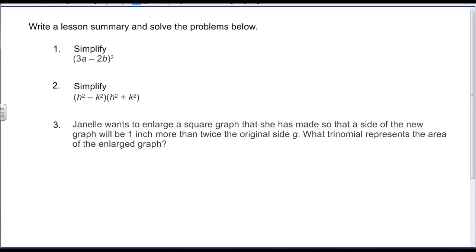Here's a couple problems for you to answer. Make sure you do your lesson summary, and we'll discuss this tomorrow.